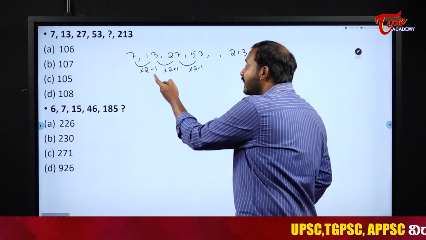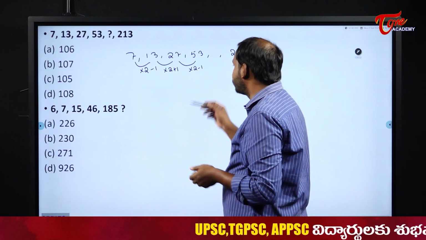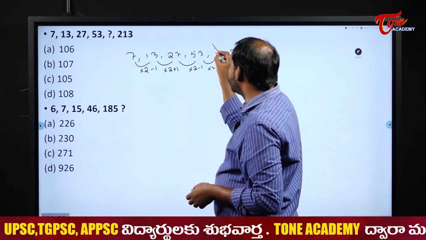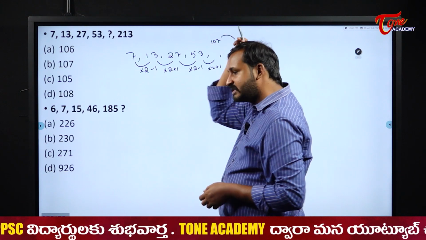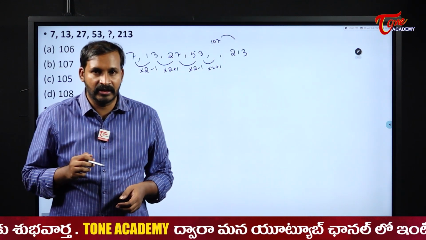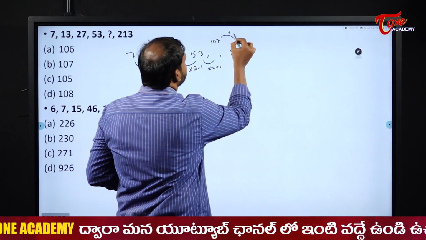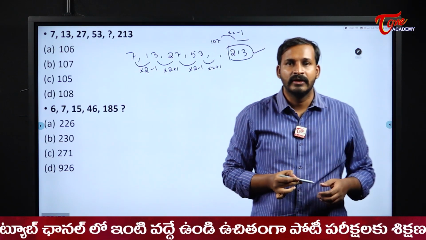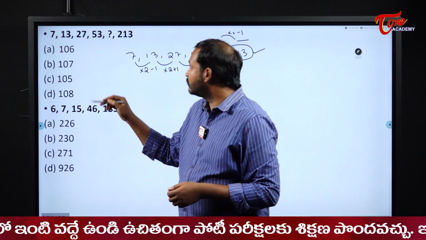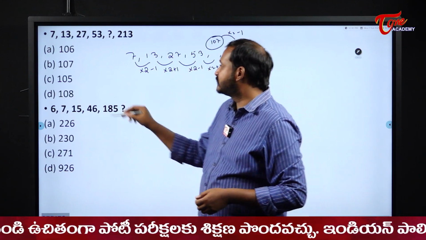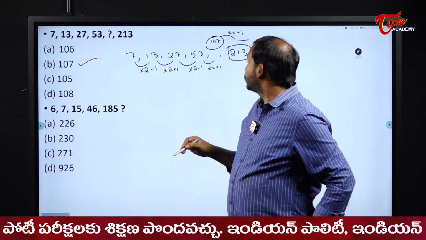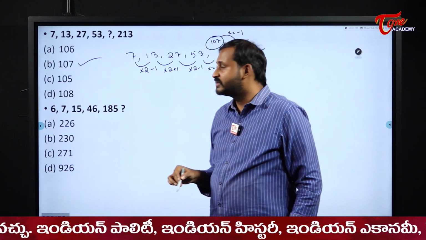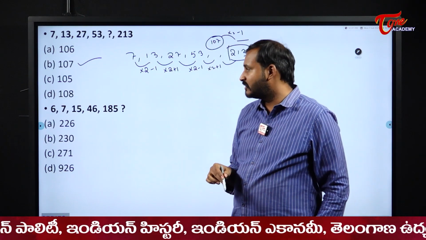Now please see here, minus, plus, minus, plus. Next I will check whether it is continuing or not. 53 into 2 is 106, plus 1, it becomes 107. Next I will check whether the logic is continuing for me here. 107 into 2 minus 1 becomes 214. Okay. So my answer here becomes 107. Why? Because my logic is continuing. So our answer here becomes 107.